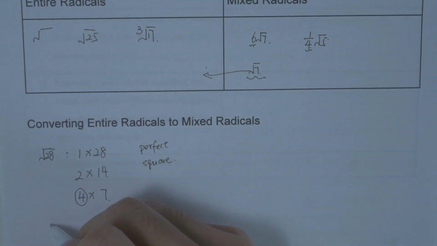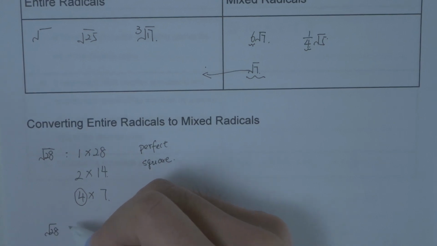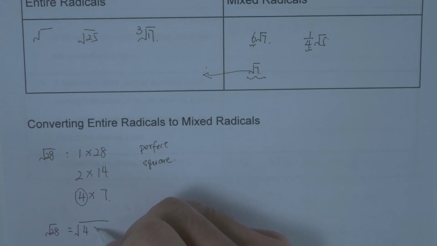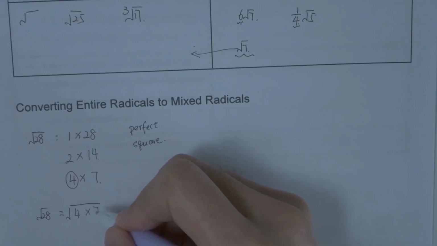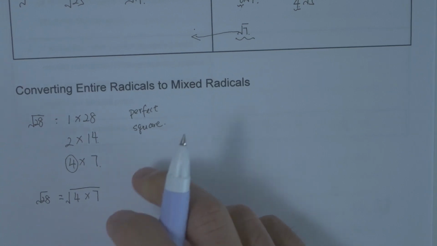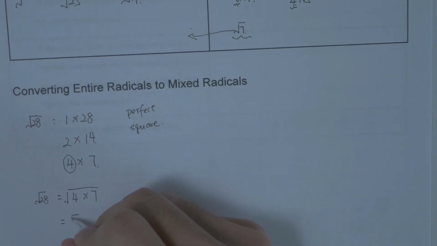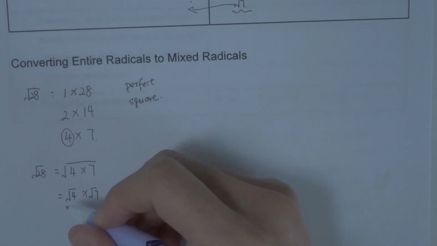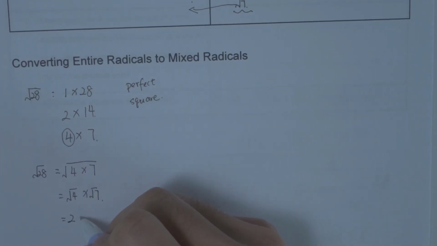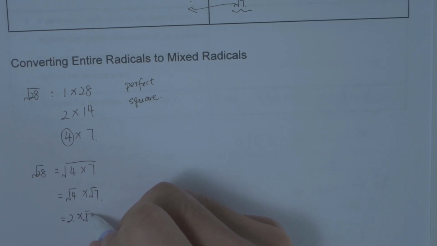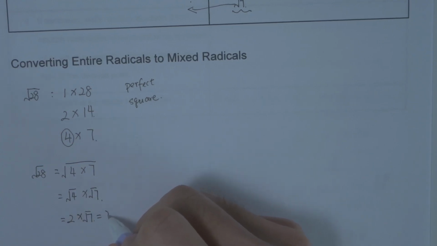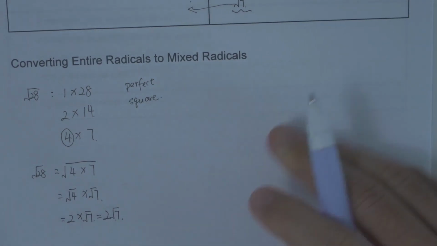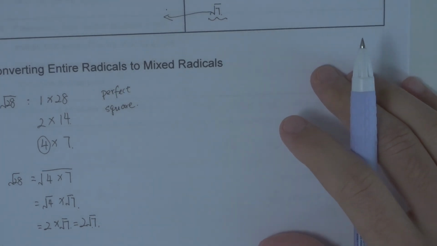So now we can rewrite square root 28 equals square root of 4 times 7, and then we can separate them: square root 4 times square root 7. Square root 4 equals 2, so it equals 2 square root 7. So this is the mixed radical. Okay, let's see another example.